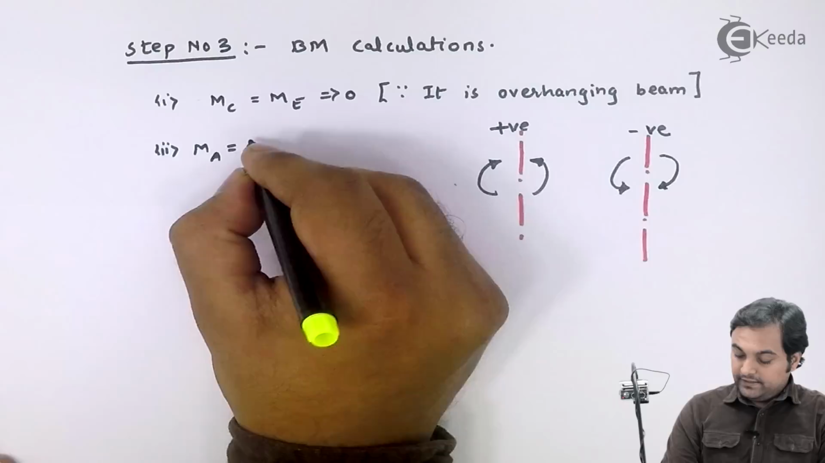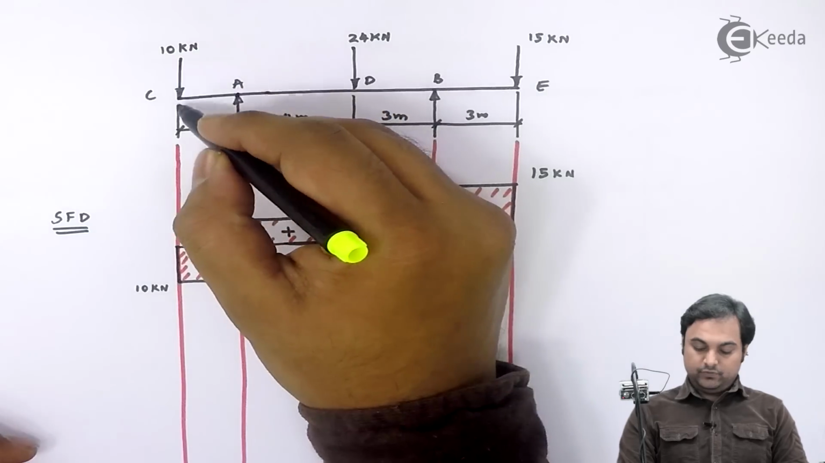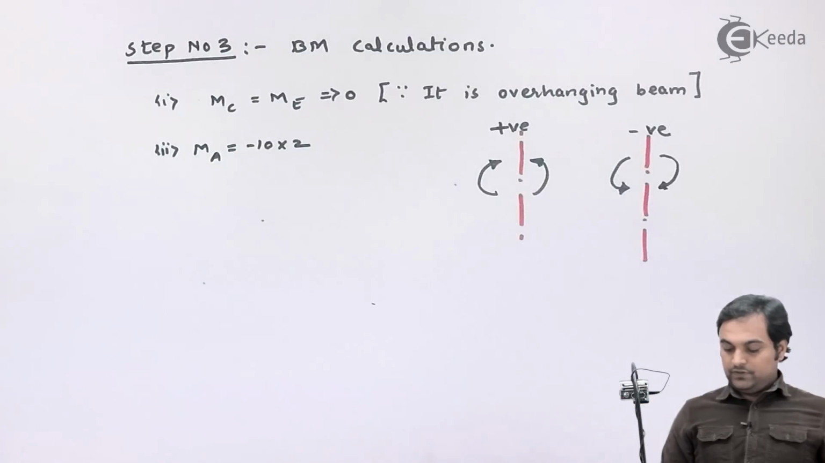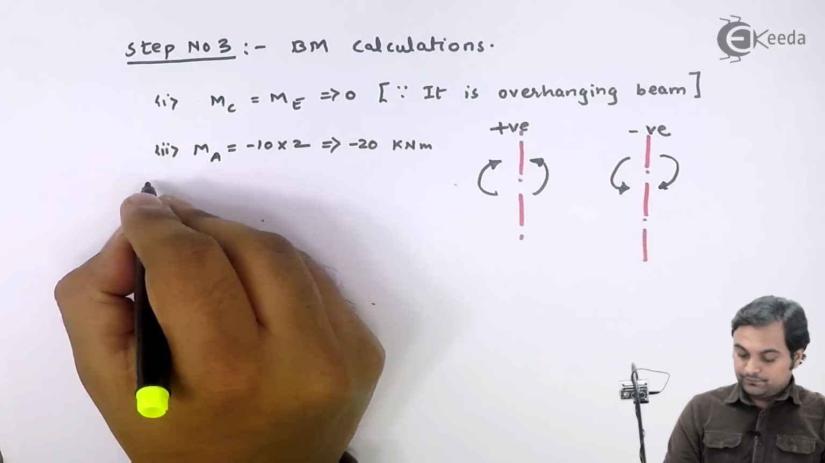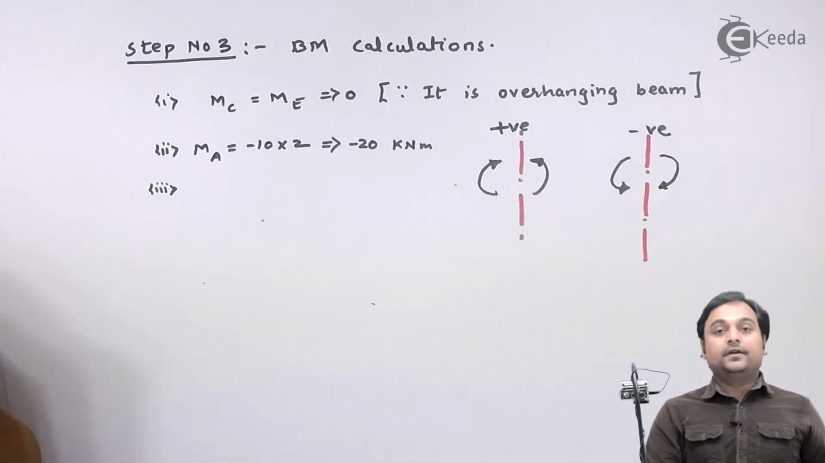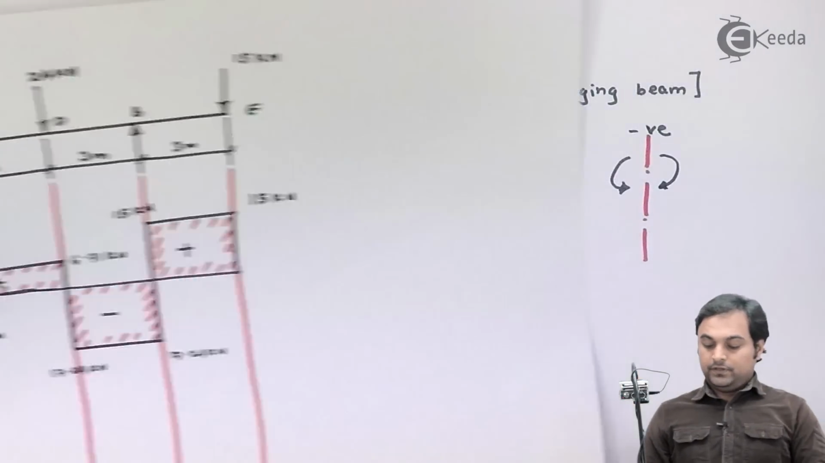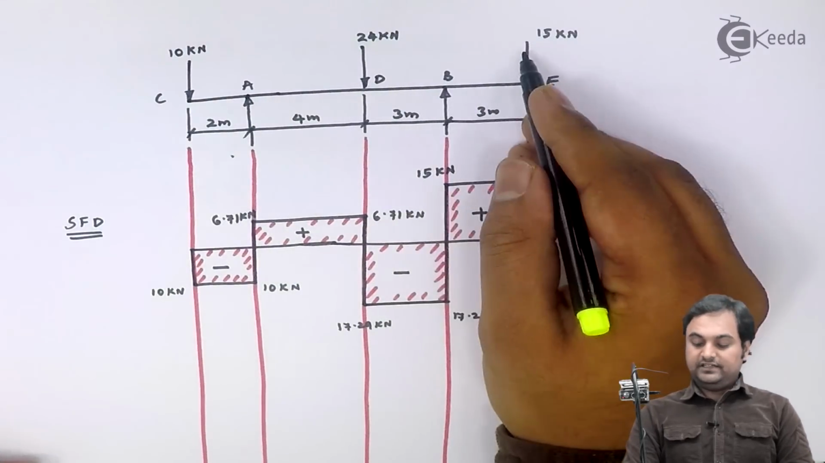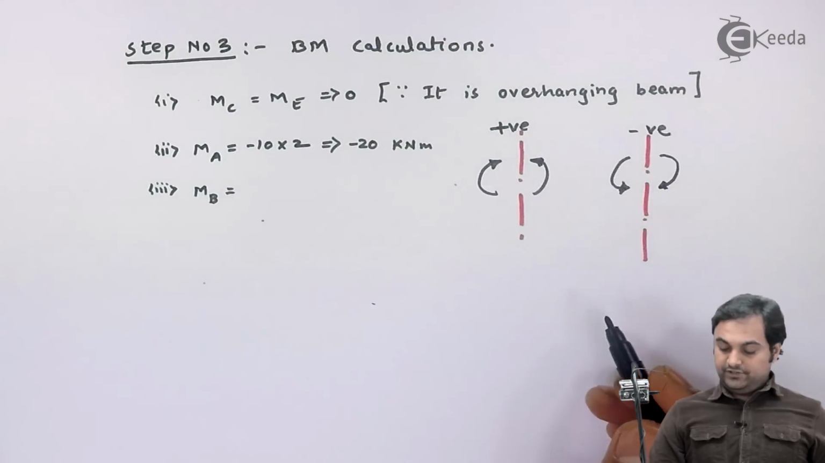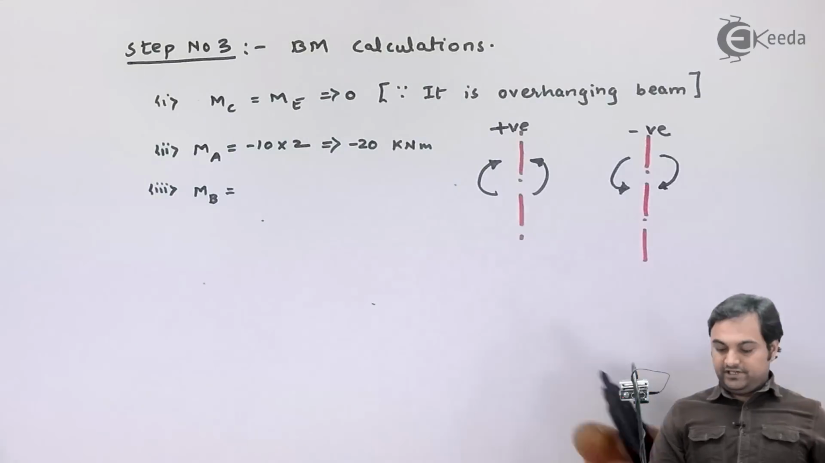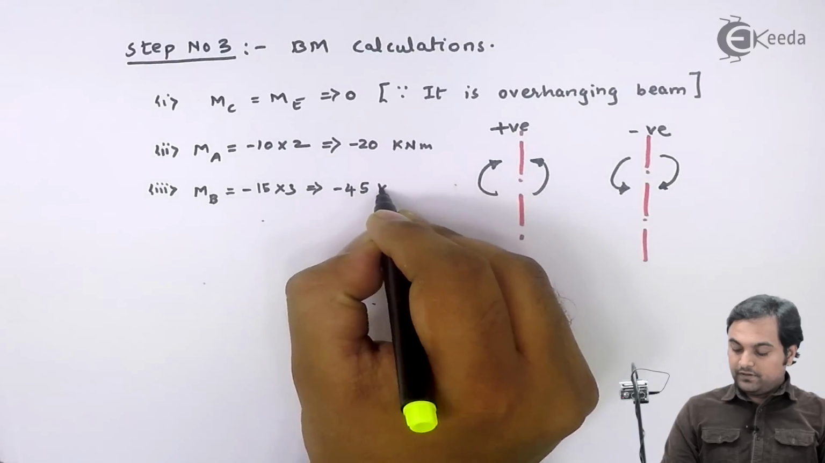So here I have moment at A is equal to minus 10 into 2, because here I have minus 10 kilonewton downward and it is into 2 meter distance. So that is minus 20 kilonewton meter. Next, bending moment at point B. Moment at B is equal to, if I take the section at B, to the right of that I have 15 kilonewton producing clockwise moment. So clockwise moment to the right is negative. So here I have 15 into 3 with a negative sign, that is minus 45 kilonewton meter.